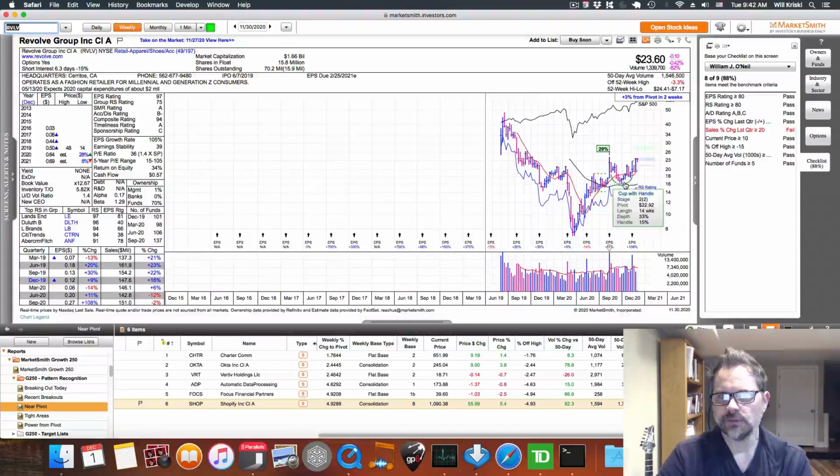So it shows here, which is really nice, a cup and handle pattern. So it recognizes that there's a cup, and then you're right, it says 3% from the pivot. So you're right close, and this is Revolve Group, so you combine the technicals with the sales.